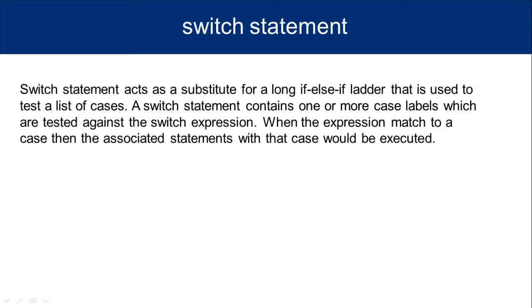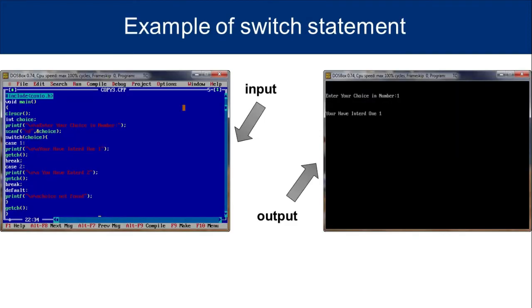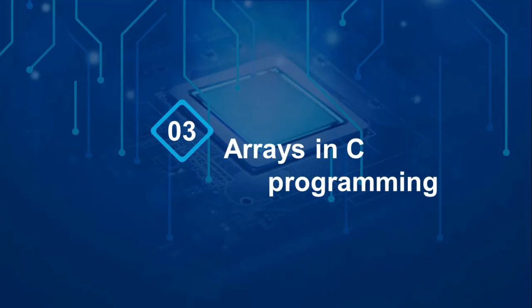Switch statement. Switch statement acts as a substitute for a long if-else if ladder that is used to test a list of cases. A switch statement contains one or more case labels which are tested against the switch expression. When the expression matches a case, then the associated statement with that case would be executed. Example of switch statement. Third is array in C programming.